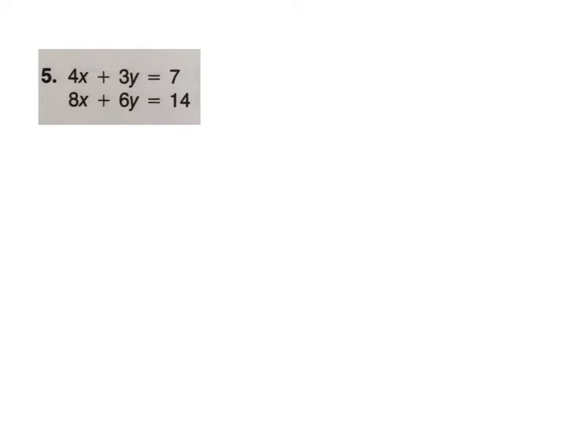Okay, so I'm going to multiply the top by negative 2. And when I do, negative 2 times 4x is negative 8x. And negative 2 times 3y is negative 6y. And negative 2 times 7 is negative 14.